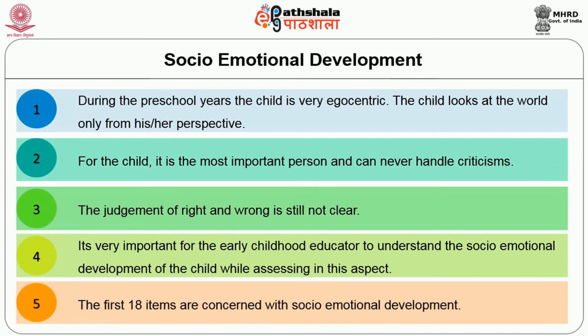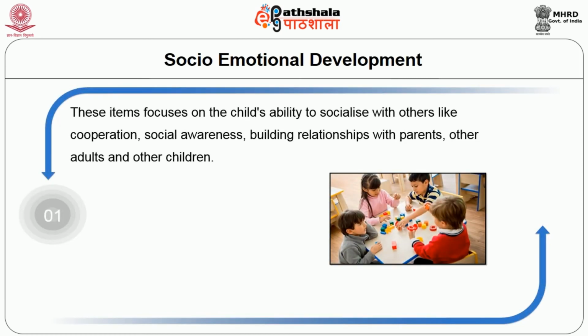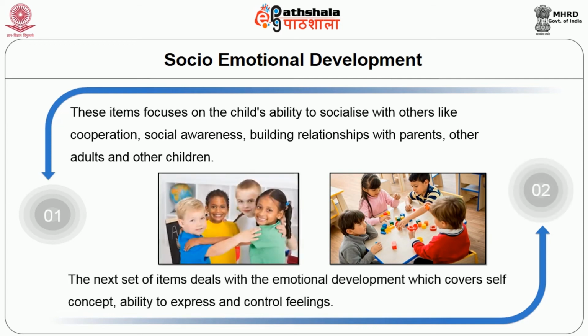The first 18 items are concerned with socio-emotional development. These items focus on the child's ability to socialize with others, like cooperation, social awareness, building relationships with parents, other adults and other children. The next set of items deals with the emotional development, which covers self-concept, ability to express and control feelings.